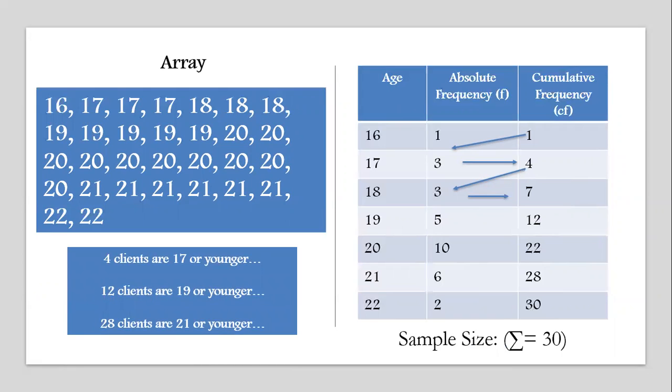Essentially what this table is telling us is that there are 4 cases that reported being 17 and younger. There are 12 cases that reported being 19 and younger. And there are 28 cases that reported being 21 and younger. So this is what a cumulative frequency distribution table looks like.